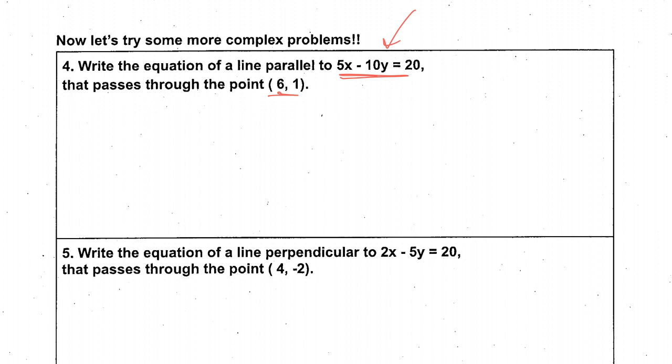It's negative a, so negative 5 over b. My b is negative 10. So I get a positive 1/2. Therefore, if this equation has a slope of 1/2, my new line that I'm trying to find also has a slope of 1/2. Remember, parallel lines have the same slope. And I already know that my new line goes through this point, and my new line also has this slope. So I can use point slope.